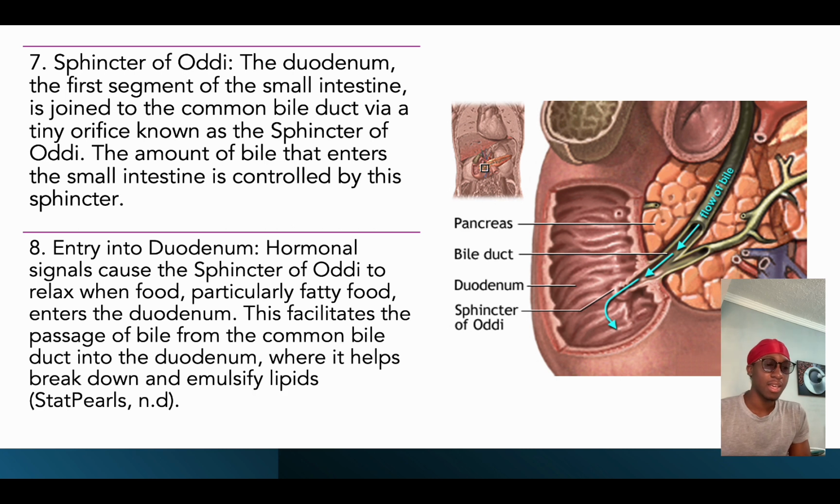Step 8. Enter into duodenum. Hormonal signals cause the sphincter of Oddi to relax when food, particularly fatty food, enters the duodenum. This facilitates the passage of bile from the common bile duct into the duodenum, where it helps break down and emulsify lipids.